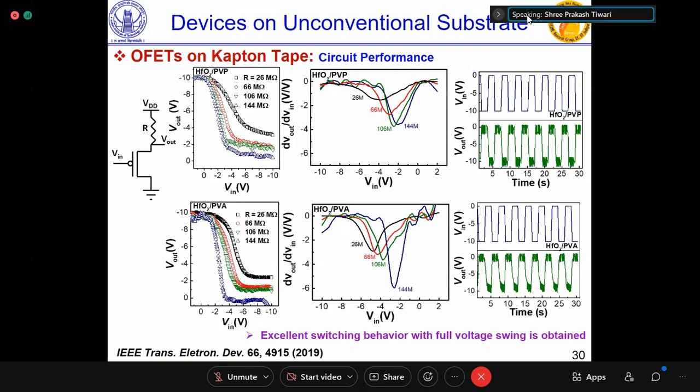And these Kapton tape devices were also explored for their inverter behavior, switching behavior, and they were showing very good switching behavior. So you could see, with one transistor, if you want to demonstrate an inverter, you simply take a resistive load and you change the amount of this resistive load, and you can see what gains you are getting. Obviously, this is a simple resistive division kind of thing. And then you see, the higher the load, the better the switching. So this is what you get.